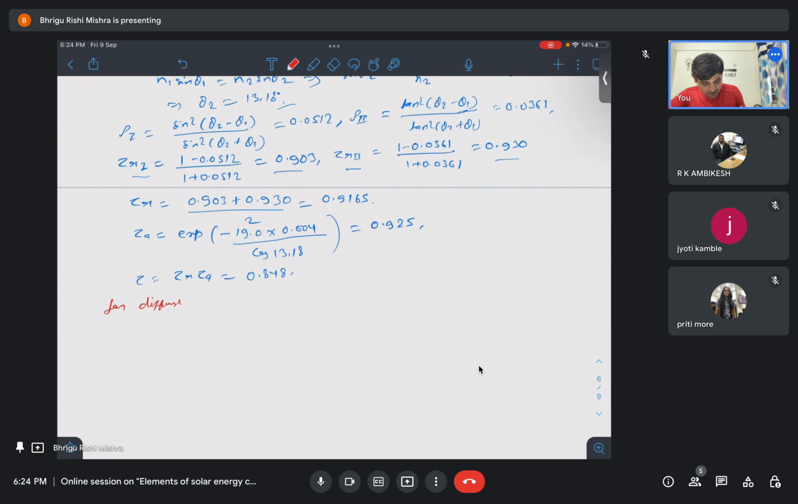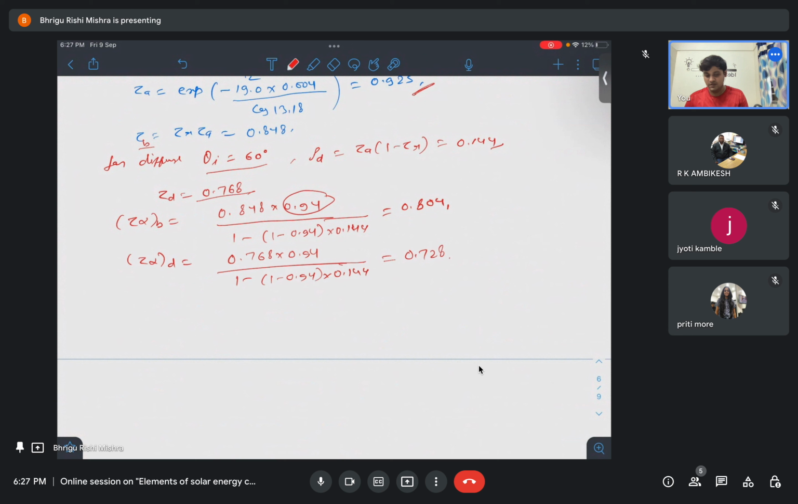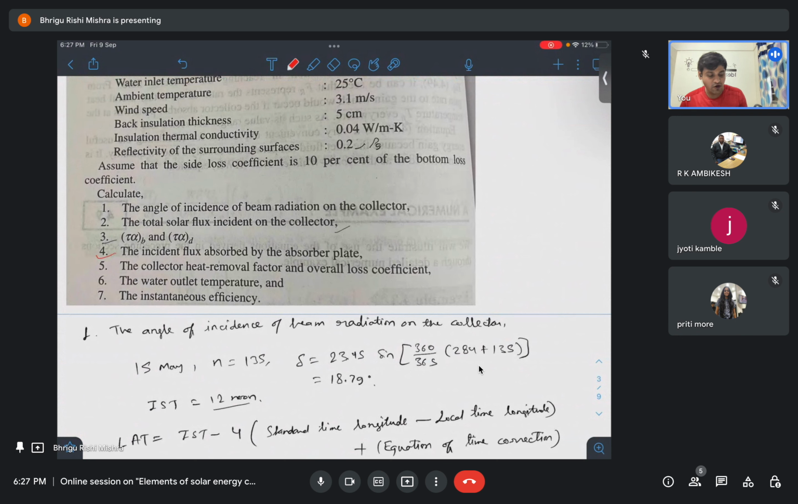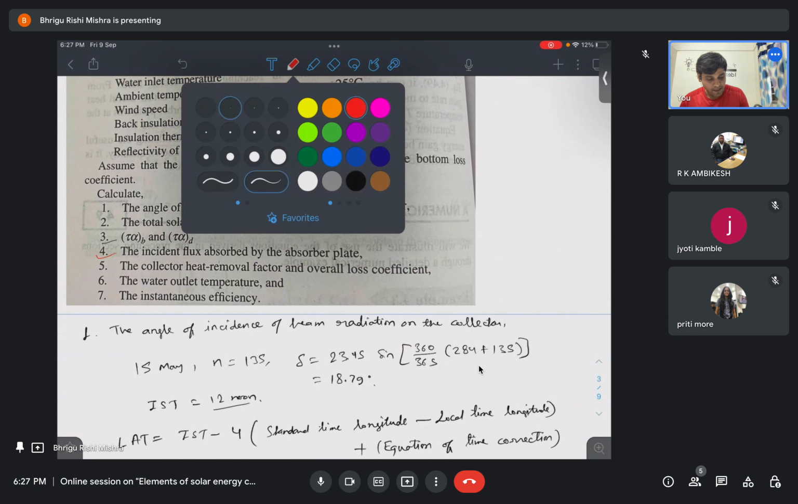In the same fashion we can calculate tau alpha d for the diffuse radiation, where tau is 0.768, so it is 0.768 into 0.94 divided by 1 minus (1 minus 0.94) into 0.144, and it turns out around 0.728. In this fashion we have calculated tau alpha b and tau alpha d. Now the next one is the incident flux absorbed by the absorber plate.